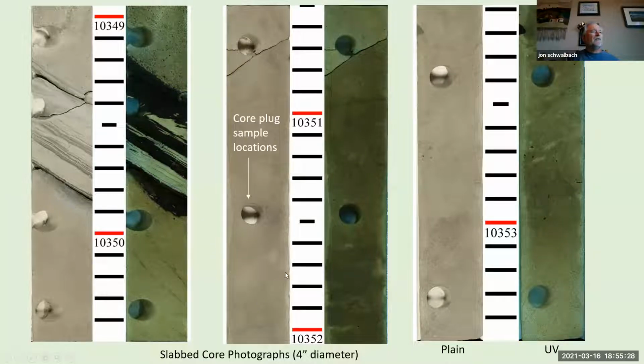they're 4 inches in diameter, and then they're photographed in both plain light on the left and ultraviolet light on the right, and that can highlight hydrocarbon saturation in the rock. And then if you're not familiar with looking at cores, these circles are core plug sample locations. And that's where samples are taken to measure things like porosity, permeability, mineralogy, thin section.